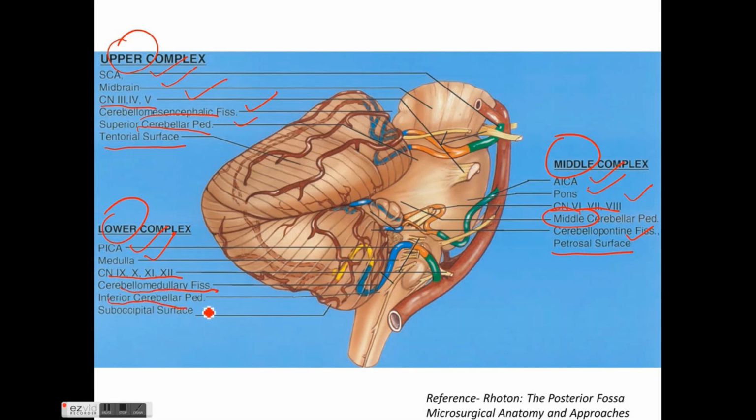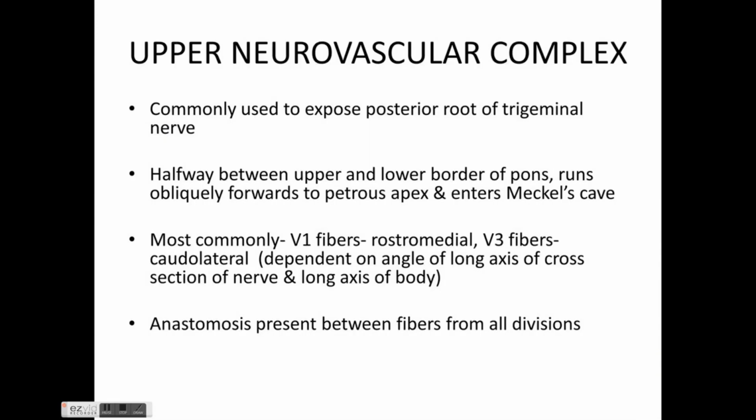Coming to the upper neurovascular complex, it is commonly used to expose the posterior root of the trigeminal nerve. Halfway between the upper and lower border of the pons, it runs obliquely towards the petrous apex and enters Meckel's cave. Most commonly, the V1 fibers are rostromedial and the V3, or mandibular division, fibers are caudolateral, and it depends on the angle of the long axis of the cross section of the nerve and the long axis of the body.